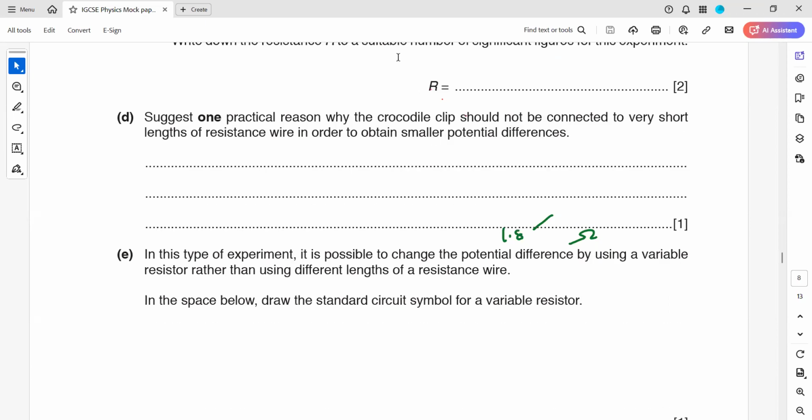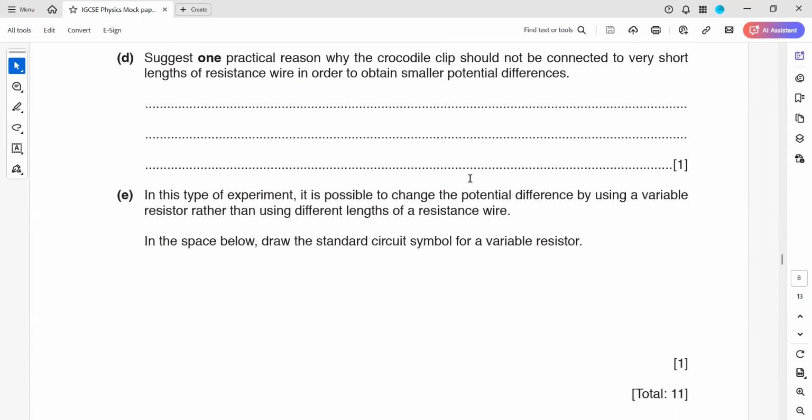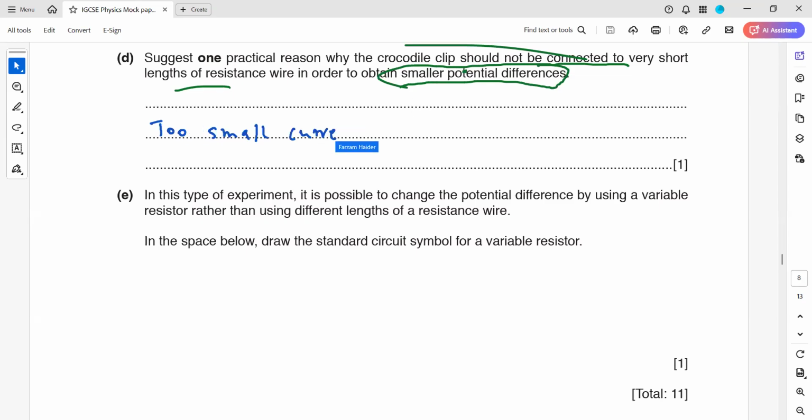The next we have: suggest one practical reason why the crocodile clips should not be connected to a very short length of resistance wire in order to obtain a smaller potential difference. So like the space or the distance, what might happen? Current too small or too high? Get overheated, that's right, not too small. Current will be too high.